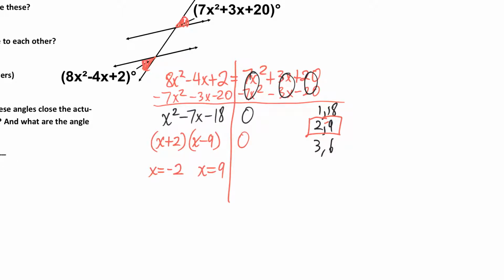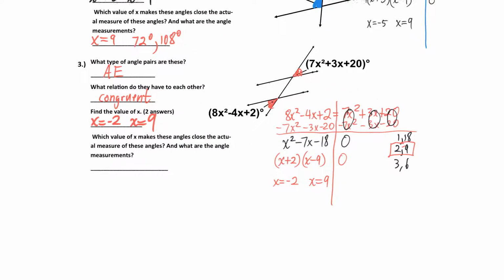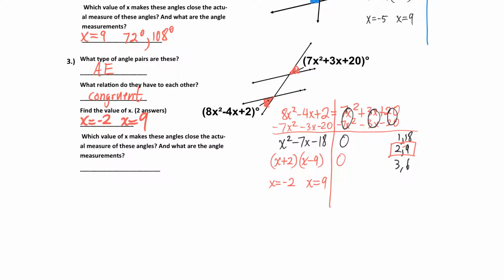Okay, good. So the values of x that are going to make that equation true are x equal to negative 2 and x equal to positive 9. All right. So x equals negative 2 and x equals positive 9. Okay? Now let's think about which one of those is going to get us to where we need to be. Both of those are relatively small acute angles.